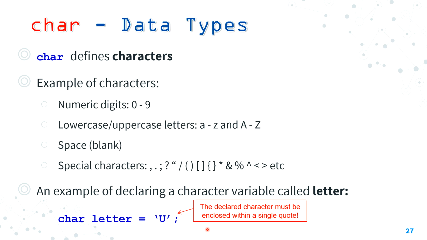It's important to remember that a character must be enclosed in single quotation marks, not double quotes. Single quotes are used for characters, while double quotes are used for strings. The char data type is commonly used when we need to store single letters, symbols, or choices, such as menu options, grades, or initials. Later, we will see how characters can also be connected to strings, which are sequences of characters.